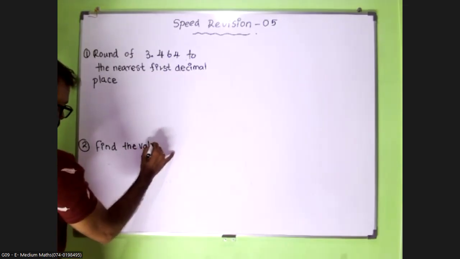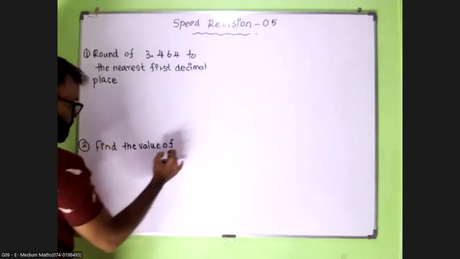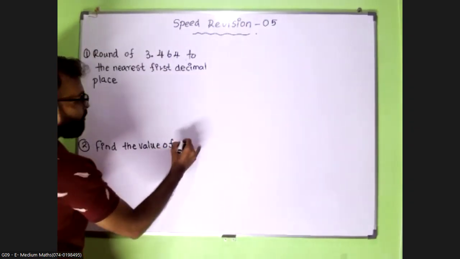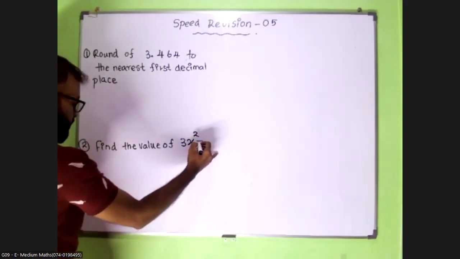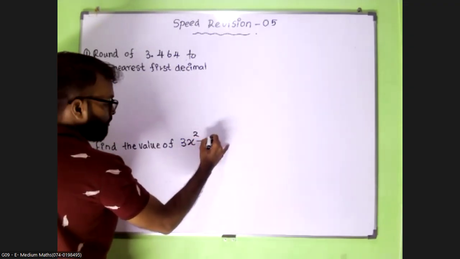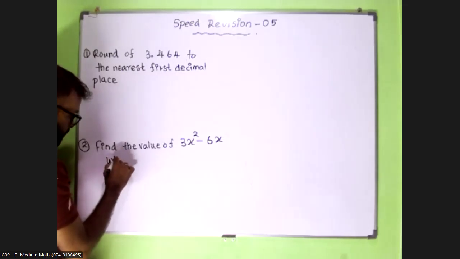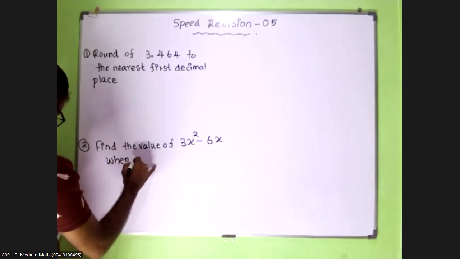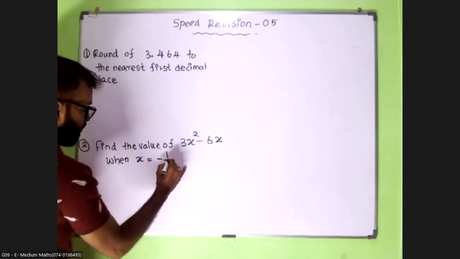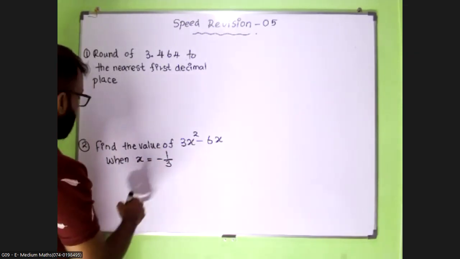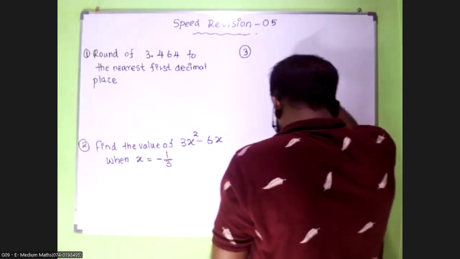Find the value of 3x squared minus 6x when x equals minus 1 upon 3. Third one.